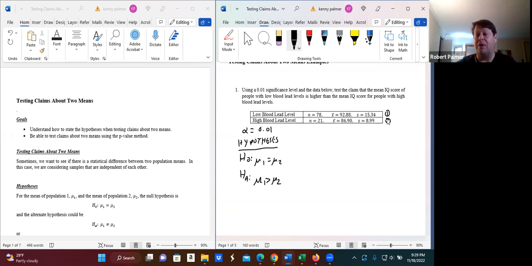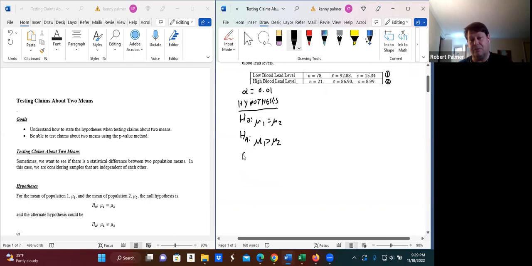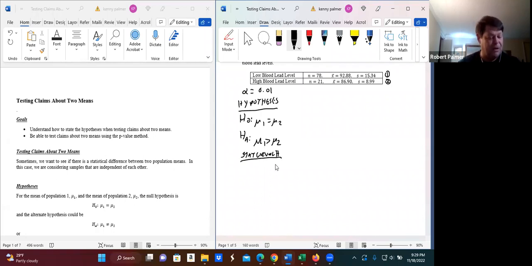Of course, if you do it the other way and reverse these, it doesn't matter which one you call 1 or 2. If 2 is the low blood level, and you put mu1 less than mu2, it would work either way. So then let's go to StatCrunch. And we'll plug these values in. And also let me jot this down.